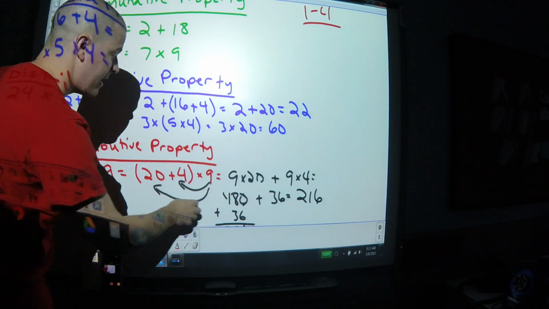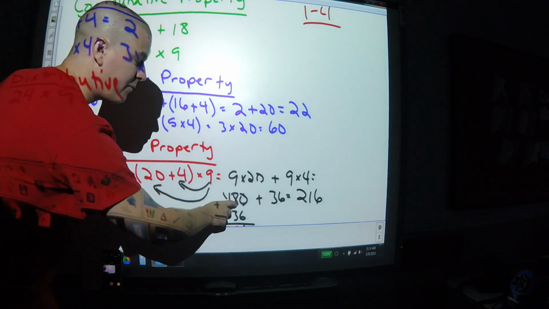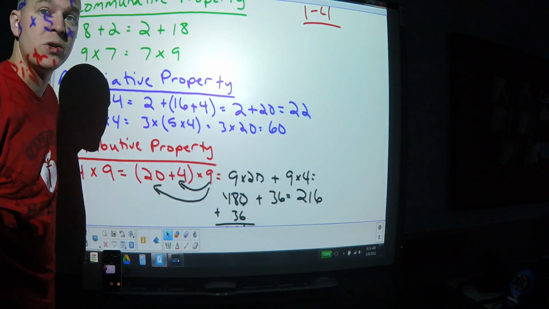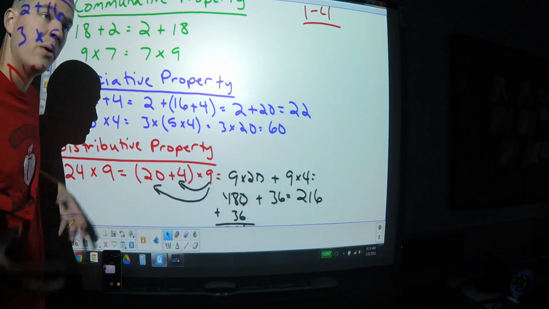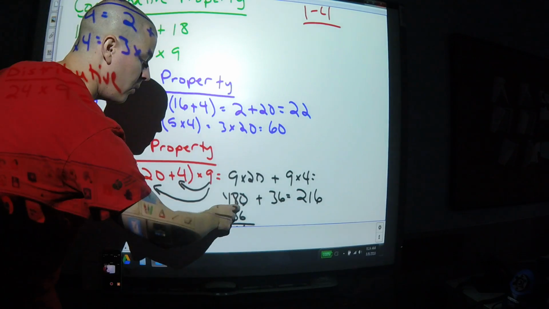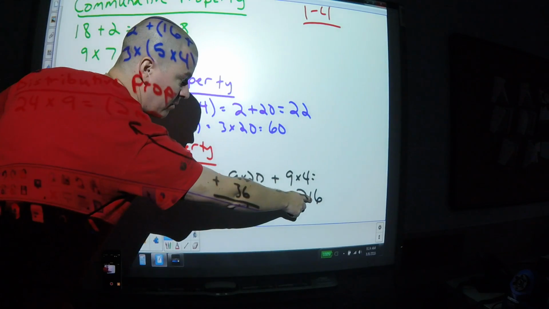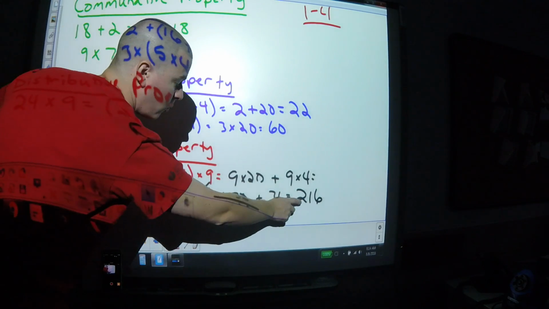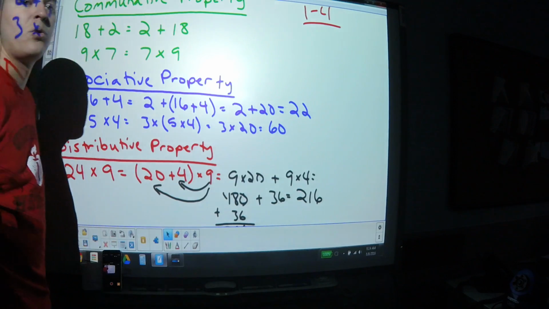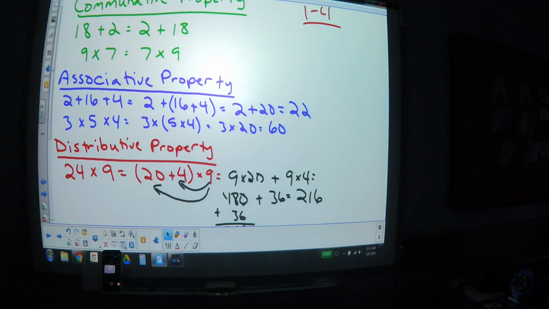So now I have, instead of 9 times 24, I now have 180 plus 36, which is easier to be able to kind of add together. So 6 plus 0 gives me 6. 8 plus 3 gives me 11. Carry the 1. 1 plus 1 is 2, so 216 is my answer.